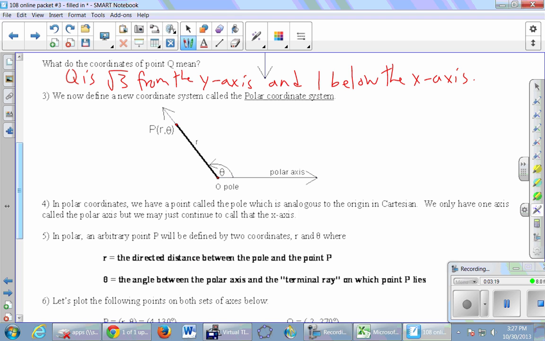So let's read a little bit in 4. In polar coordinates, we have a point called the pole, which is analogous to the origin in Cartesian. We only have one axis called the polar axis, but we may just continue to call that the x-axis. In polar, an arbitrary point P will be defined by two coordinates, r and theta, where r is the directed distance between the pole and the point P. That's telling you how far to go. And theta is the angle between the polar axis and the terminal ray on which the point P lies. So there's this line that goes forever, starting at the pole and going through P, and we just have to tell the person who's reading what that theta angle is.